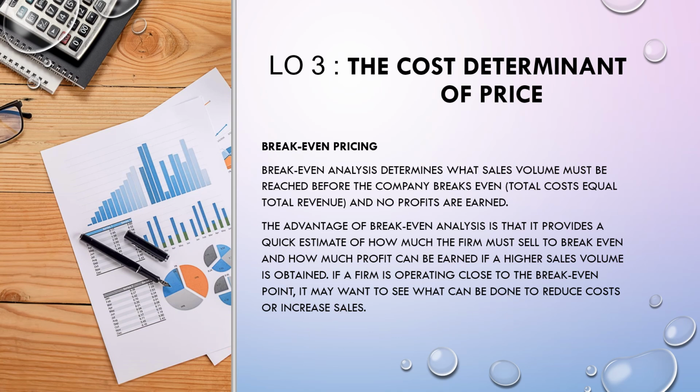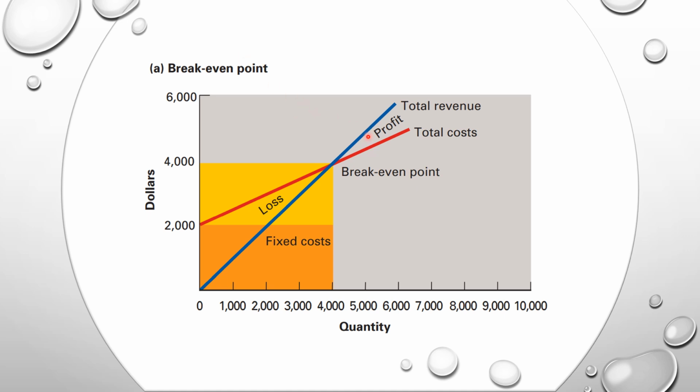So let's look at the example. Here, you'll be able to see this particular point, which is the break-even. You can see that the blue line here is the total revenue for your product, and the red line here is your total cost. So profit is total revenue minus your total cost. At the break-even point, you must sell 4,000 units. With that particular quantity, you are not getting any losses.